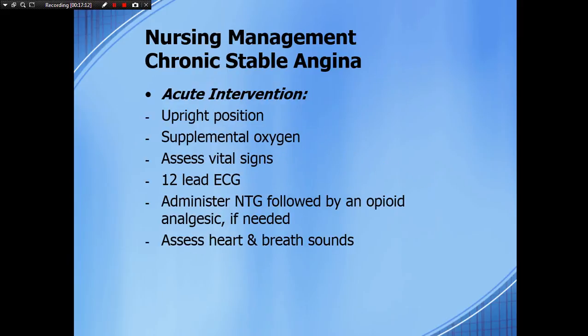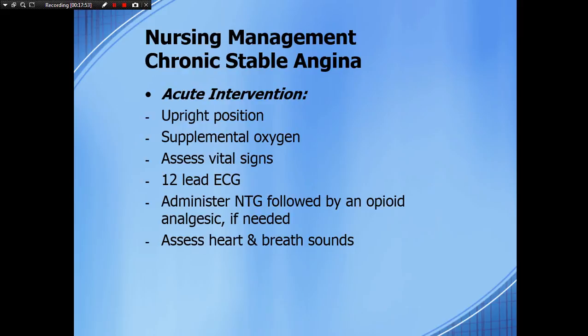If your patient is experiencing angina, we need to make sure that we perform the following measures. Position the patient upright unless contraindicated, give oxygen as needed, assess their vital signs. We need to obtain a 12-lead EKG, provide prompt pain relief with nitroglycerin followed by an analgesic if needed. We're going to assess the heart and breath sounds. And the patient, we are going to expect they're probably going to be anxious. Their skin's going to be cool to the touch. They might have an increase in their blood pressure and heart rate.